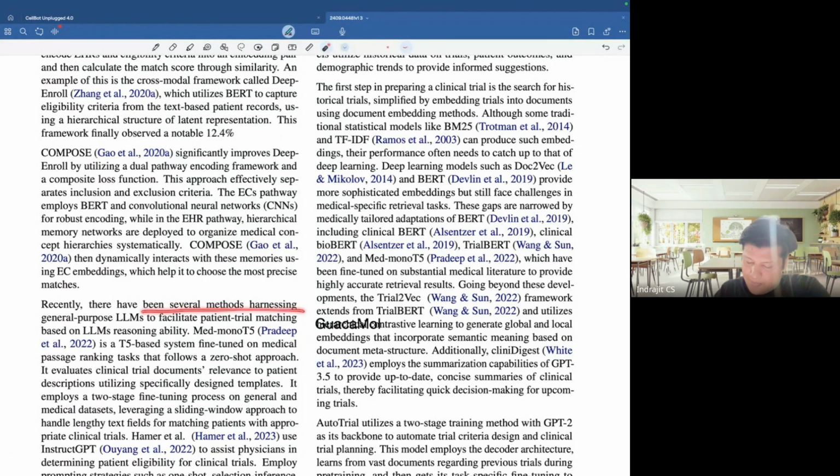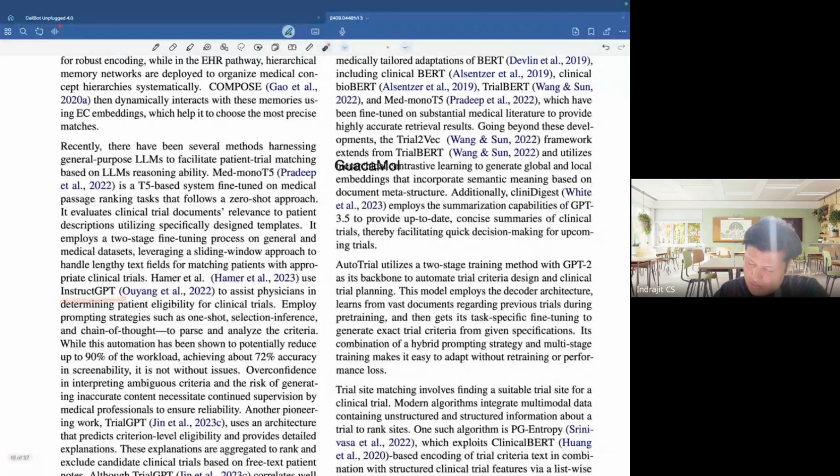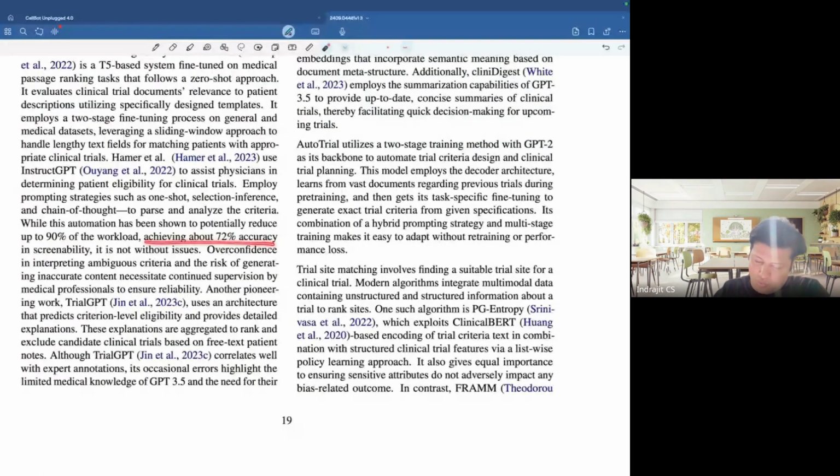And recently there have been several methods harnessing general-purpose LLMs to facilitate patient trial matching based on LLM reasoning ability, like Med-MonoT5. It's a 2022 paper and it is a T5-based system. And then we have InstructGPT, which achieved about 72% accuracy in screenability, and is obviously not without issues. But it says that it reduces 90% of the workload for these researchers, because these medical researchers spend a lot of time on clinical trial matching and patient matching, right?